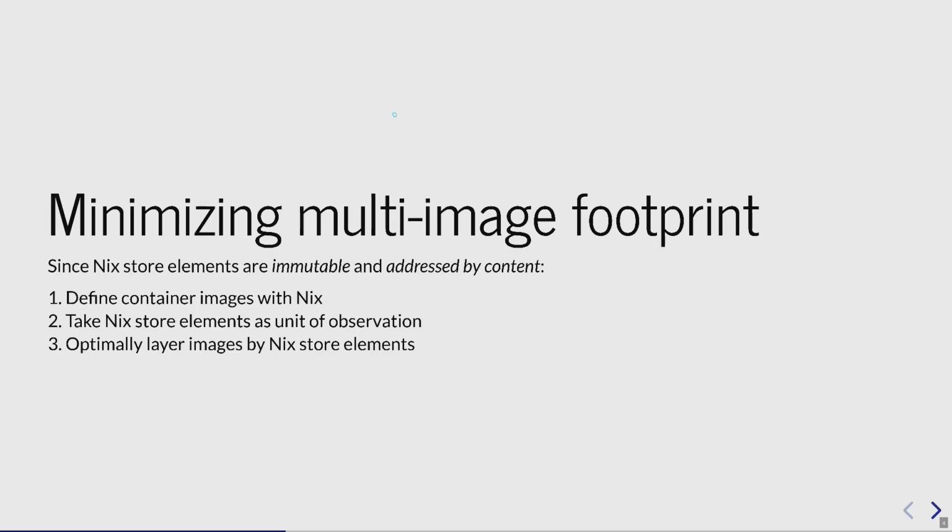Okay, so I propose a solution where you can use Nix to do it. Nix store elements are immutable and addressed by content, and so that makes them nice atomic elements for you to manipulate container image contents. So you start by defining your container images with Nix. You then take your Nix store elements as the unit of observation, and then you proceed to optimally layer the images by those Nix store elements.